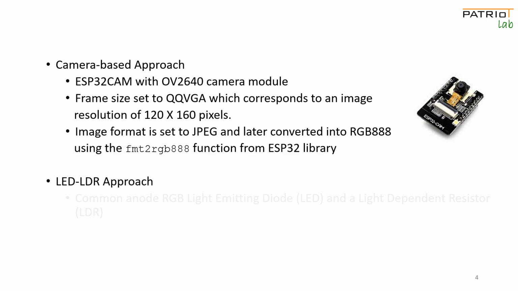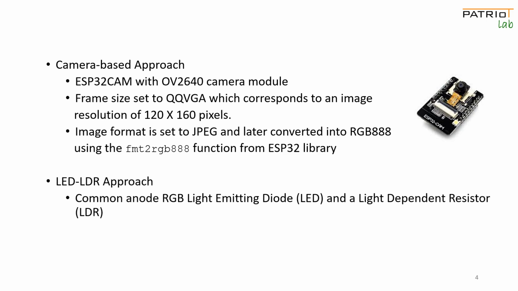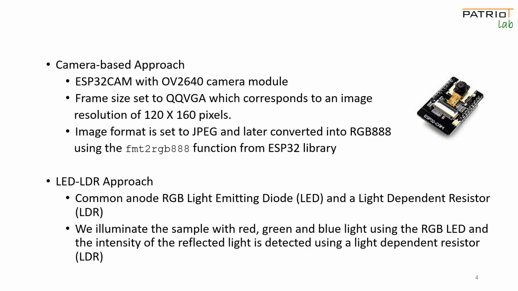In the second approach, the color sensor was assembled using an RGB LED and a light-dependent resistor. The resistance of the LDR was measured using a potential divider circuit with a 10 kilo ohm resistor in series with the LDR. The LED was used to illuminate the sample with red, green, and blue lights, and the color information was obtained from the light intensity that is incident onto the LDR after reflecting from the sample.